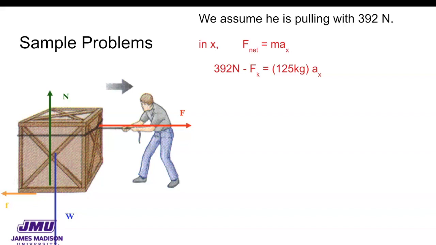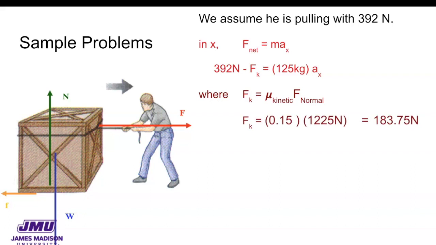Well, I still have an unknown here in my equation. That's the force of kinetic friction. Force of kinetic friction is equal to the coefficient of kinetic friction times the normal force. We already know the normal force from earlier, and the kinetic friction coefficient was given to us in the question, so the force of kinetic friction is 0.15 times that normal force of 1,225 newtons. And so we get the friction is 183.75 newtons.